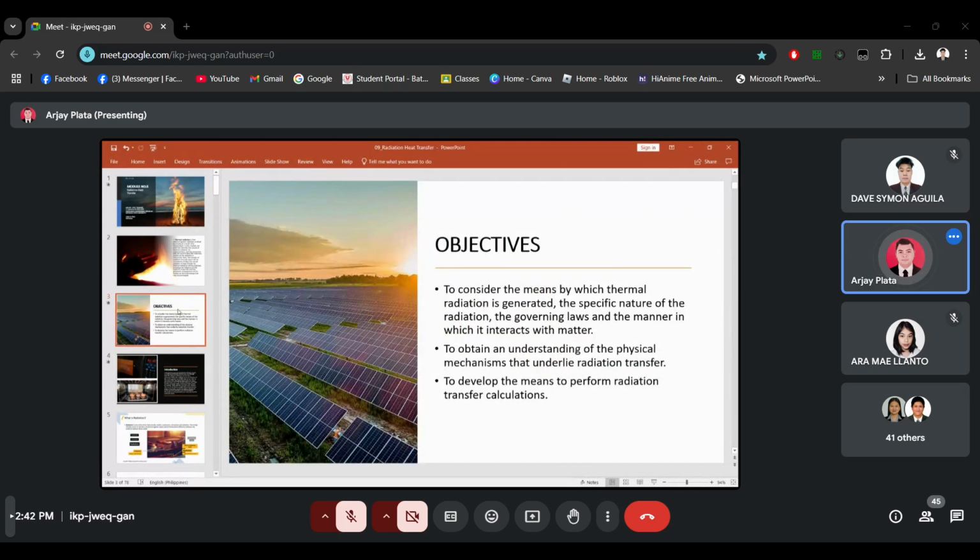So our objectives for today is to consider the means by which thermal radiation is generated, the specific nature of radiation, the governing laws, and the manner in which it interacts with matter. Next is to obtain an understanding of the physical mechanism that underlie radiation heat transfer and to develop the means to perform radiation transfer calculations. So this is our objective.